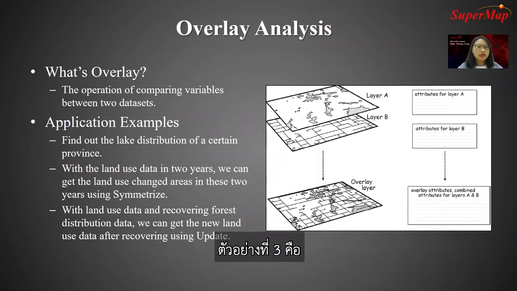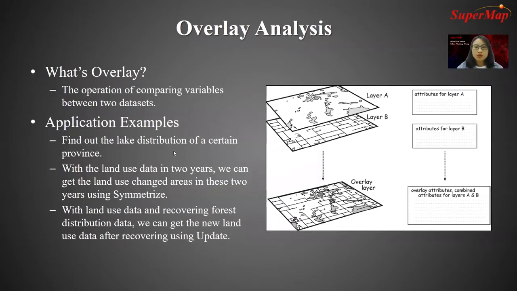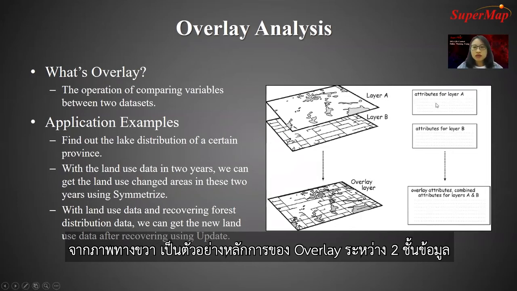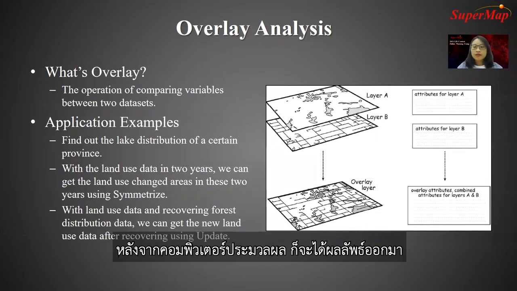And the third example is, with land use data and recovering forest distribution data, we can get the new land use data after recovery using update. So like this picture shows, the overlay analysis is to overlay layer A and layer B with some conditions such as clip, union, intersection, and then finally compute results, and then you will get an overlay layer result.